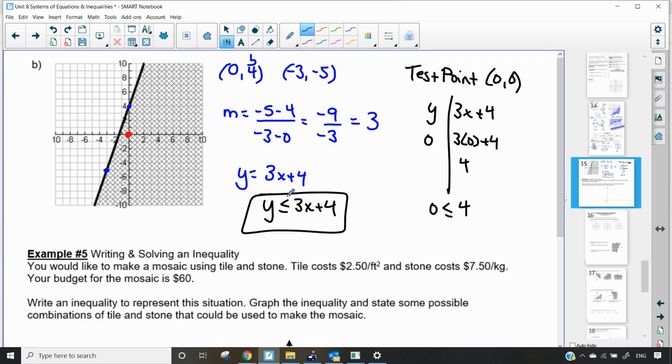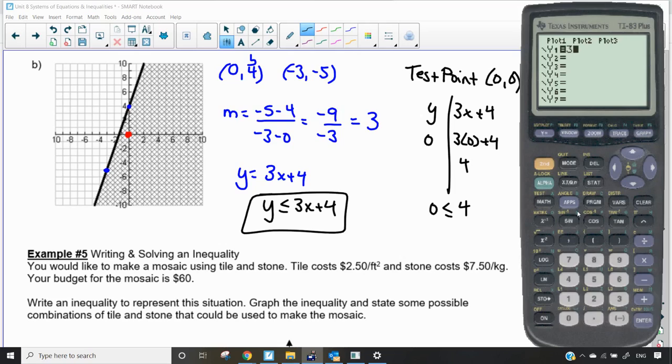Again, we'll go on to our calculator and check our answer. So we type in 3x plus 4. We want y to be less than or equal to. And again, we want to double check our points just to make sure our equation is correct. So we're going to trace at 0, gives me 0, 4. I'm going to trace at -3. That gives me -3, -5, so I know that I'm correct.